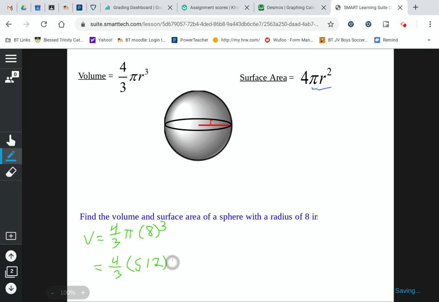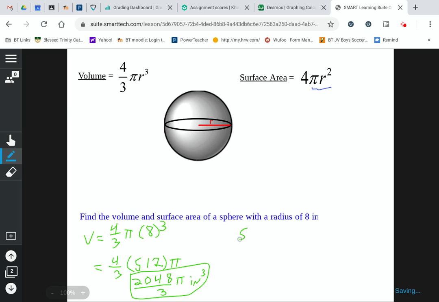Now I'm moving the 512 over and putting the pi on the end because I want to leave it in exact values, which pi is. Now, 3 does not go into 512. As much as we know it goes into 12, it just does not. So all we're going to do is multiply that 512 by 4, which gives us 2,048 all over 3 times pi, and we're talking about inches cubed. So there's my volume, and that's the exact value. If you want the decimal equivalent, you can get that.